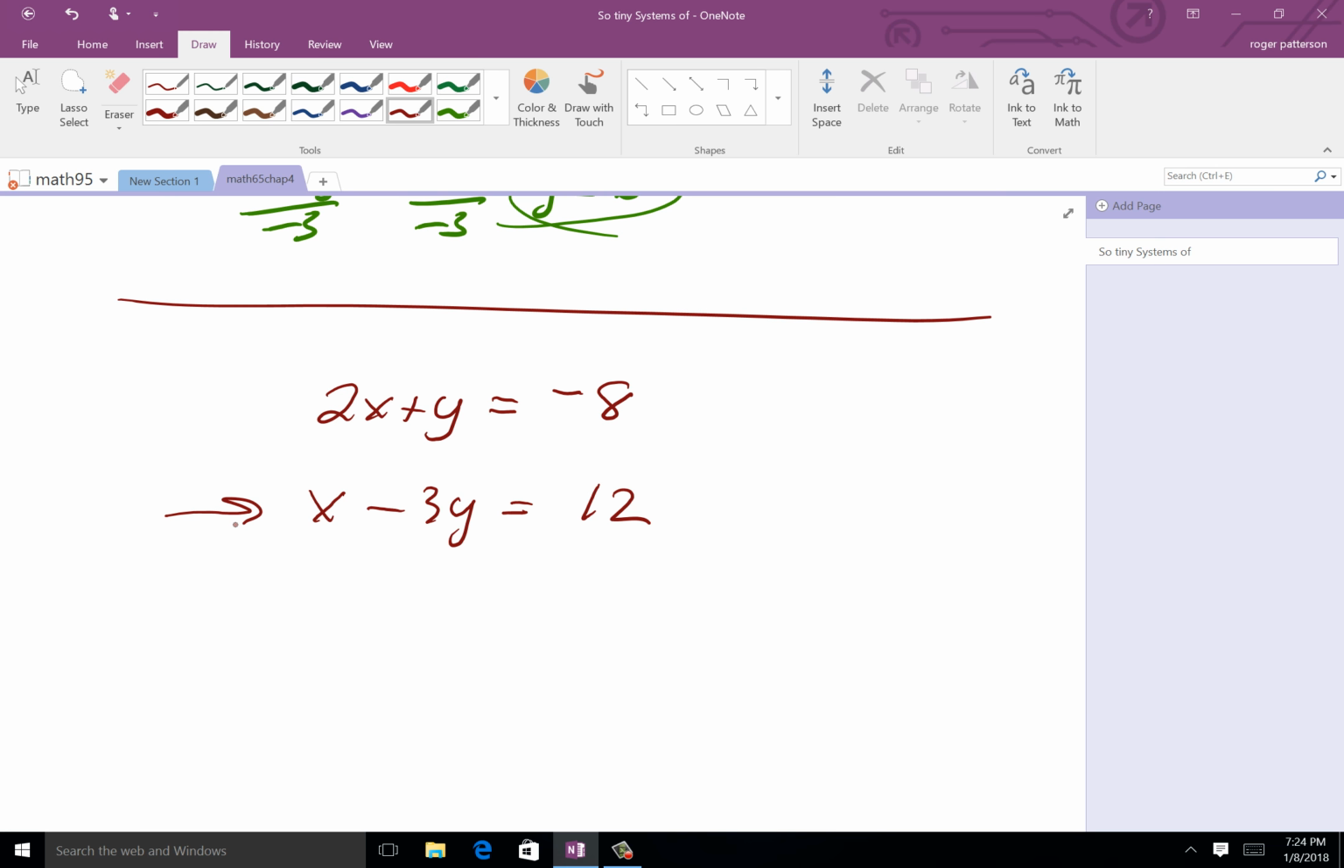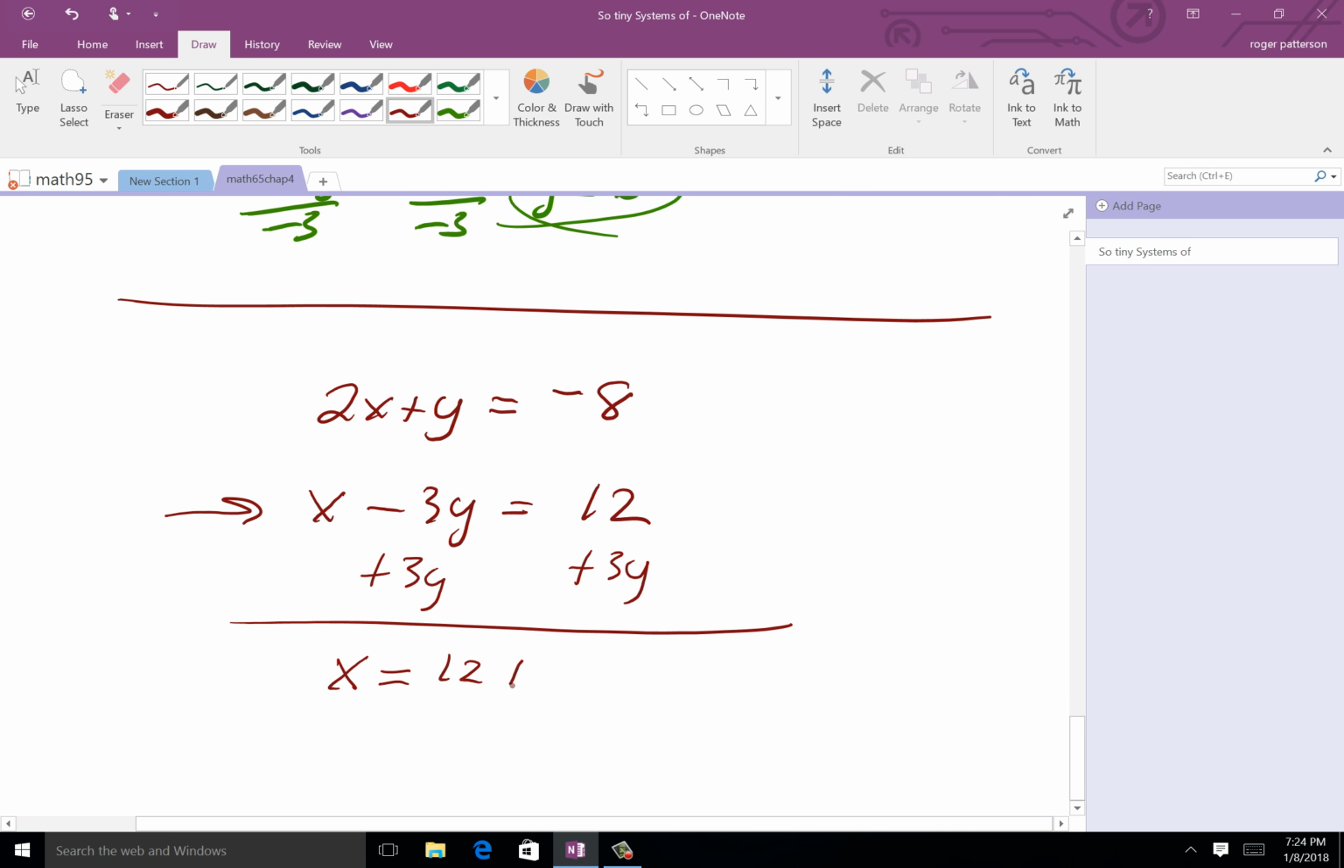You can plus 3y. All right, cool. So we're going to add 3y to both sides like this. And what are we going to get? X equals 12 plus 3y. Exactly. We're going to get x equals 12 plus 3y. That's awesome. So now we're solved for x. We use this equation.